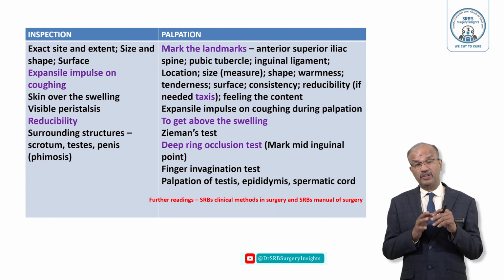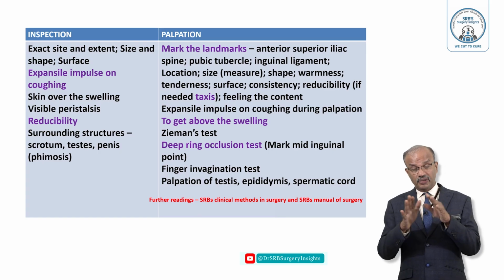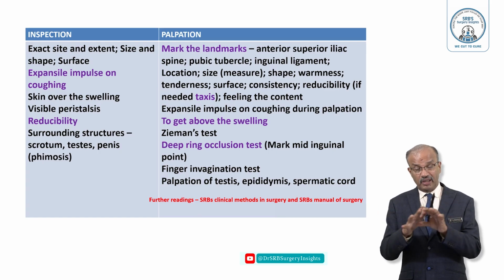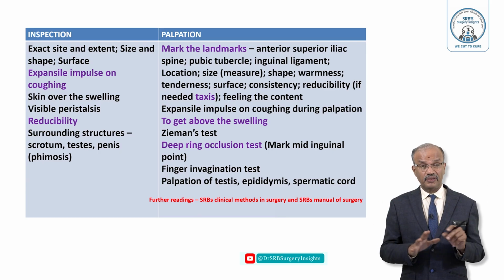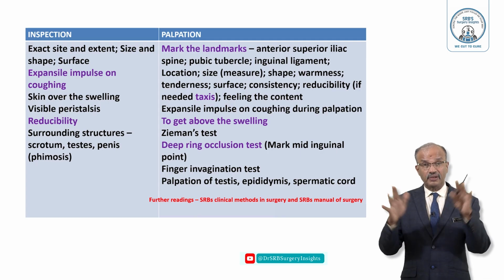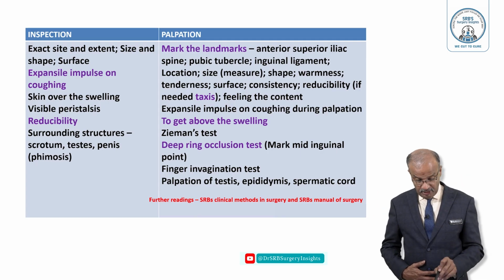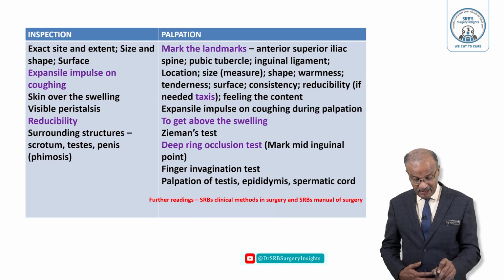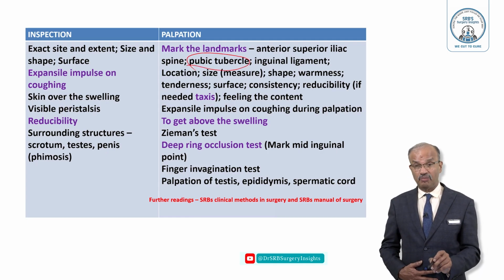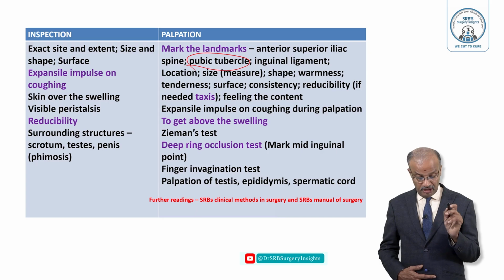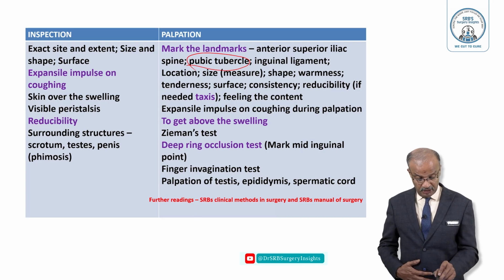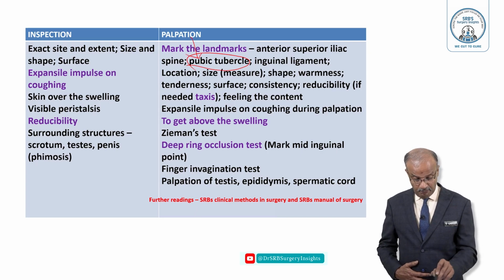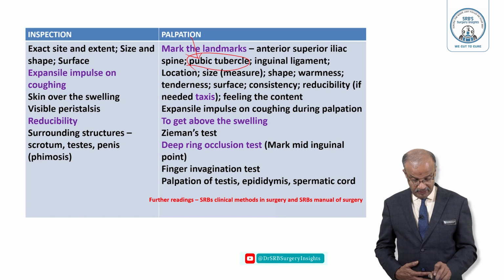Expansile impulse on coughing: it's a momentary increase in the size, so that your fingers get pushed apart when you feel it, and you see it is expanding like this. Reducibility, gettable swelling, taxis. All these landmarks, pubic tubercle, most important thing. It is felt, you can't inspect it. You can only palpate the pubic tubercle. Remember, you can only palpate. And taxis, gettable swelling, Zieman test.